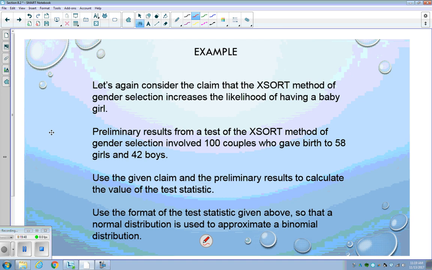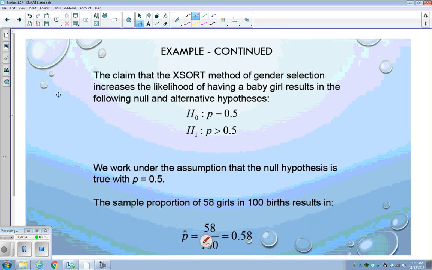Given the preliminary result, calculate the value of the test statistic. Use the format of the test statistic given the above so that the normal distribution is used to approximate the binomial distribution. So here we go. We said this is going to be our null hypothesis. We're going to assume you've got a 50-50 chance of having a girl and a boy.